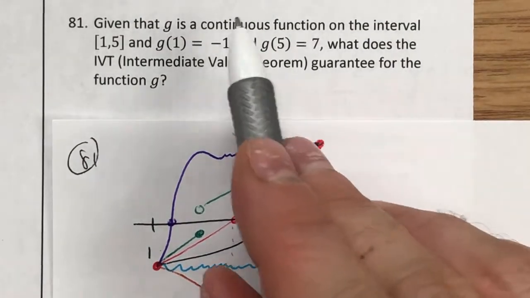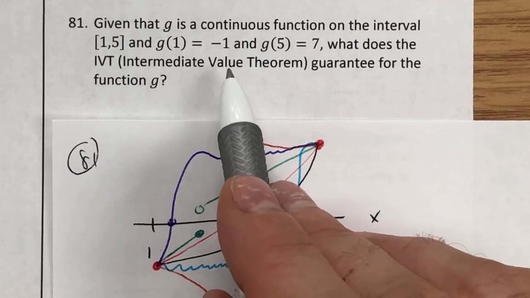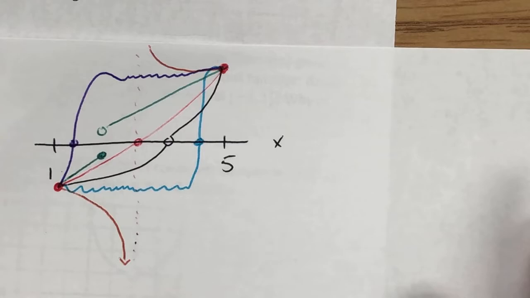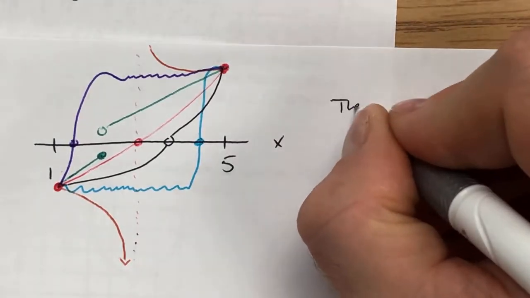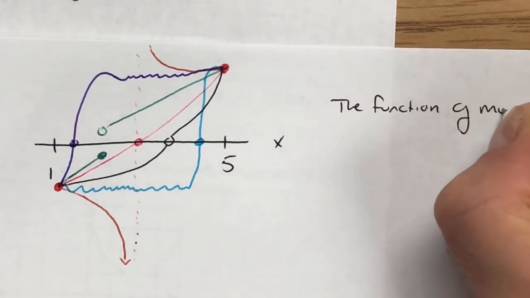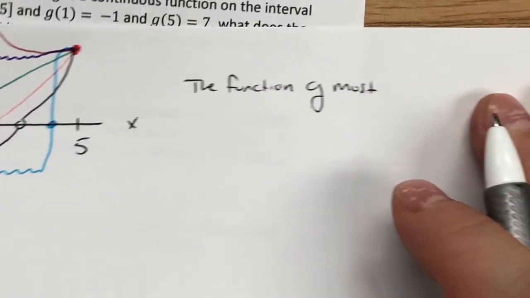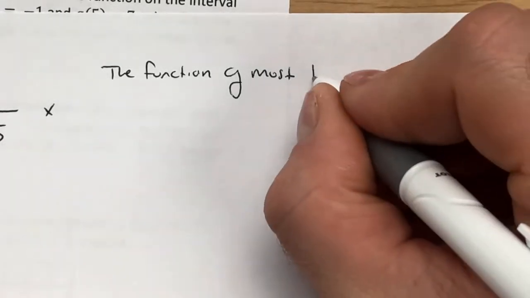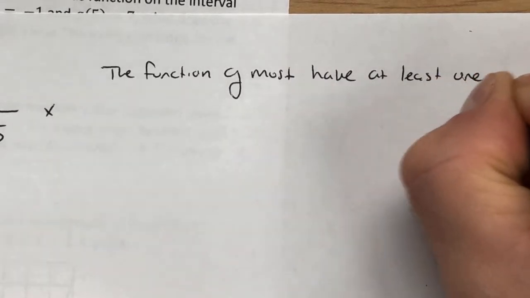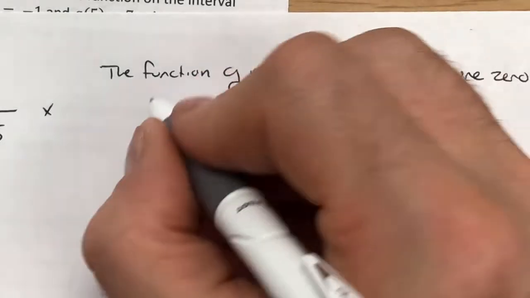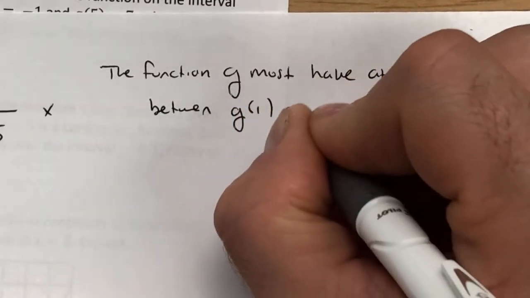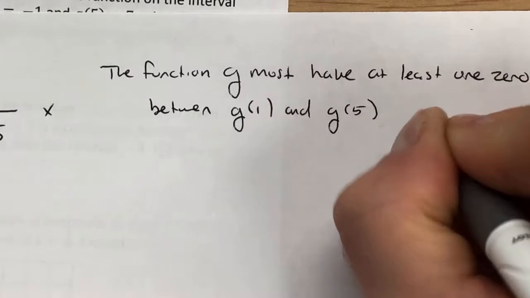So if the function is continuous, the intermediate value theorem guarantees there will be a 0 somewhere between -1 and 7. So the function g must have, let's set this up right here, at least 1 zero between g of 1 and g of 5.